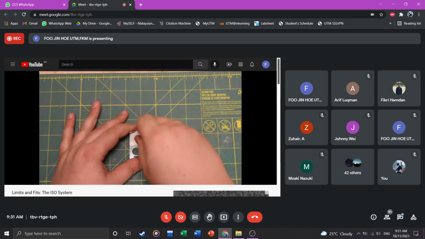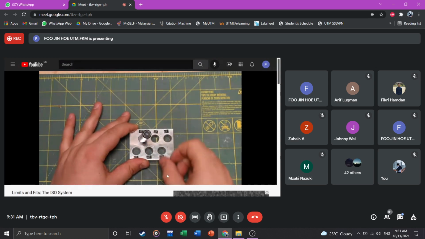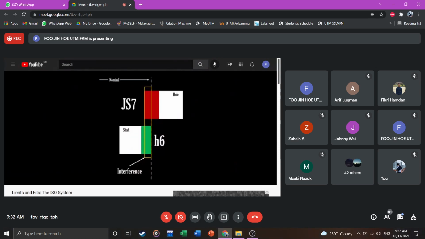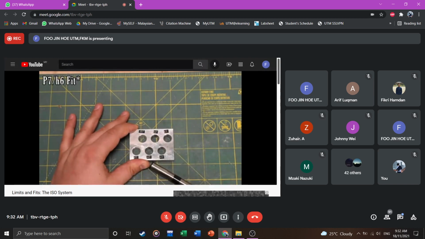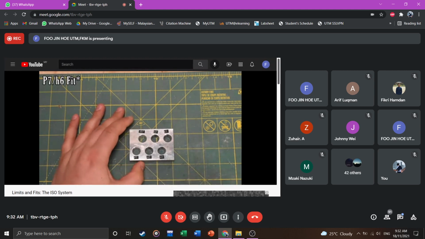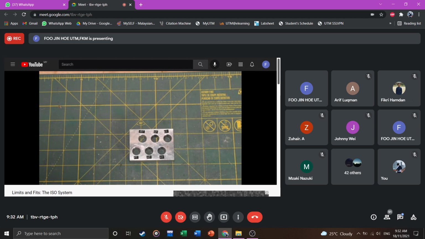The JS7H6 is a transition fit that, as you can see, ended up being on the light interference side, but a rubber mallet would work to tap the pin in for a semi-permanent joint. Finally, the P7H7 is an interference fit and would probably require a hydraulic press, or at least a beefy arbor press to install. This might be a good time to point out that, contrary to my labels and my past example, individual holes and shafts can't be called JF7 or H7.